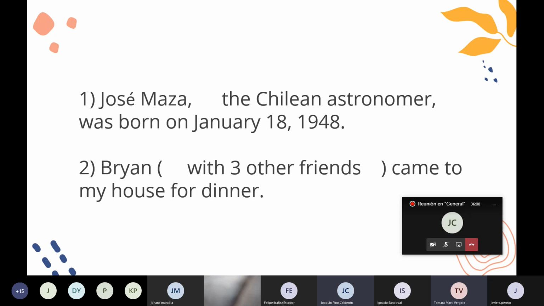Okay, so here we have two more sentences. You will have 2 minutes to respond to them or to put the slash where it corresponds. And if you have the answer, you can put it in the chat box or you can tell me right away.